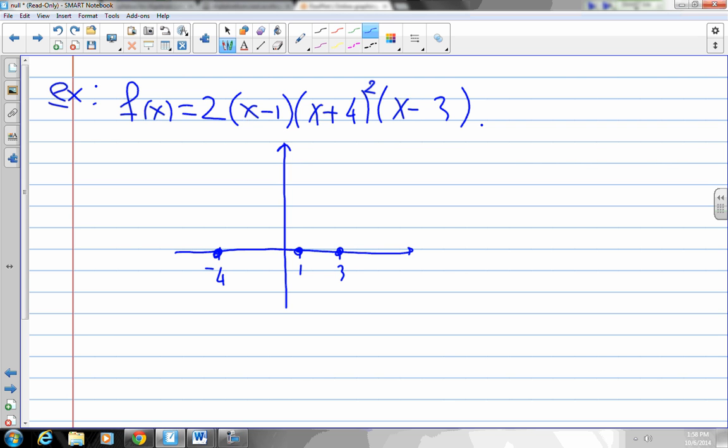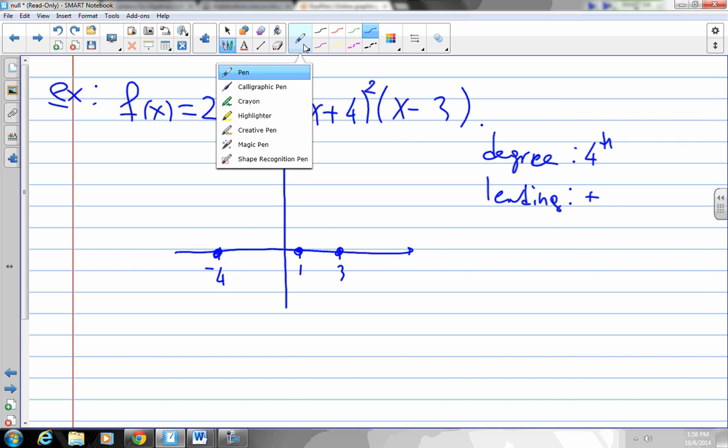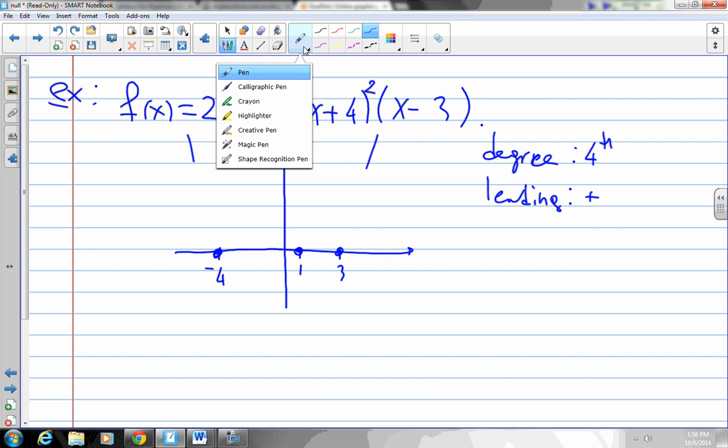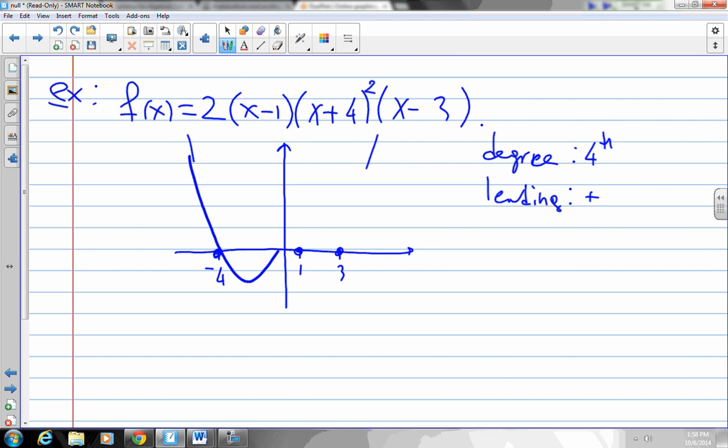But what is the degree of this polynomial? 4th. So the degree is 4th, and the leading coefficient is still positive, right? So it has a different end behavior. It's an even degree with a positive leading coefficient. You agree with that? Well, now when I try to connect the dots, it doesn't quite work, right?